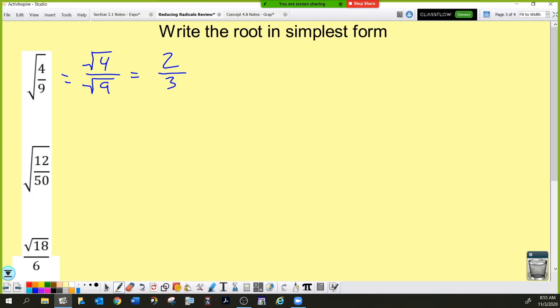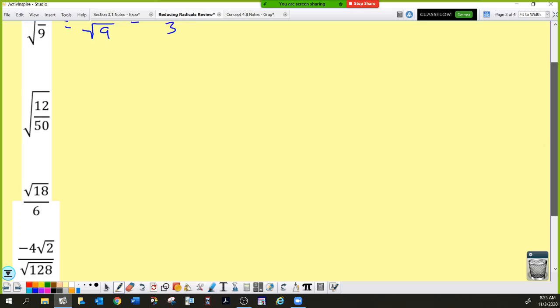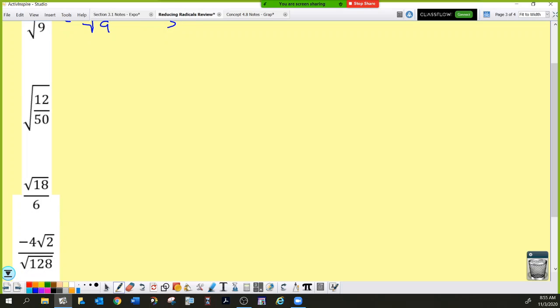Now, my strong suggestion would be to simplify your fractions if you can before you bother doing any square root stuff. So this next one, 12 over 50, it reduces. Because the fraction reduces, you should reduce it first. Just go for it. Is it always necessary? No, but you won't go wrong doing it.